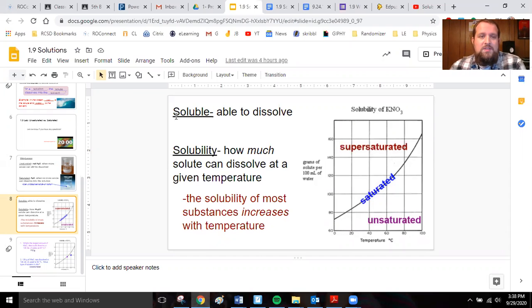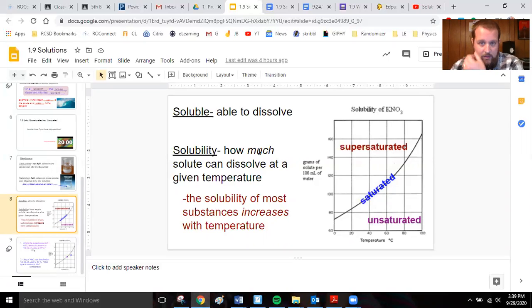Just remember the word soluble means able to dissolve, while the word solubility is talking about how much solute can dissolve at a given temperature. So solubility is a number, it's an amount.